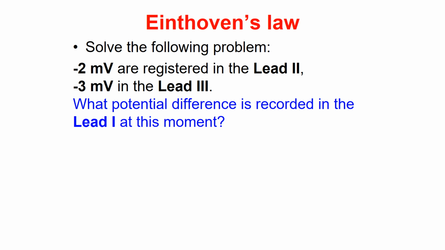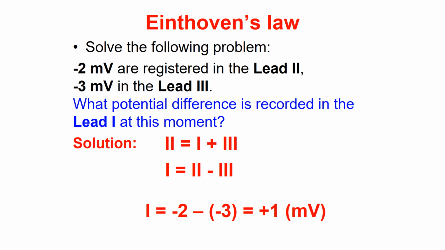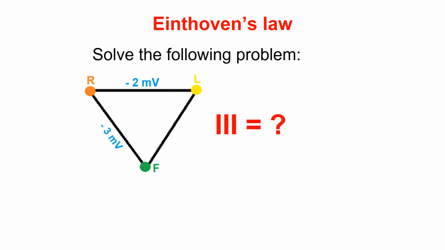Solve the following problem. Minus 2 mV are registered in the lead 2. Minus 3 mV in the lead 3. What potential difference is recorded in the lead 1 at this moment? Solution. Lead 2 equals lead 1 plus lead 3. Lead 1 equals lead 2 minus lead 3. Lead 1 equals minus 2 minus minus 3 equals plus 1 mV. Solve the following problem.